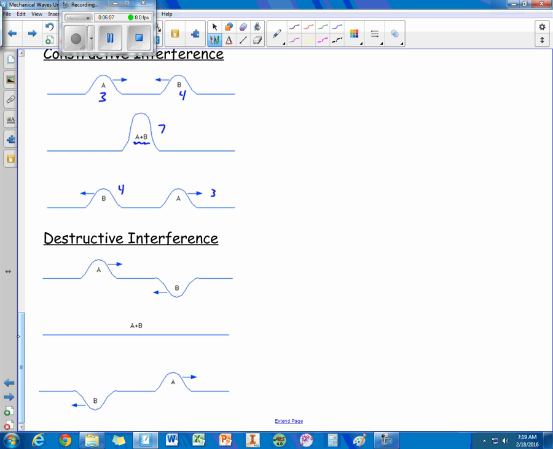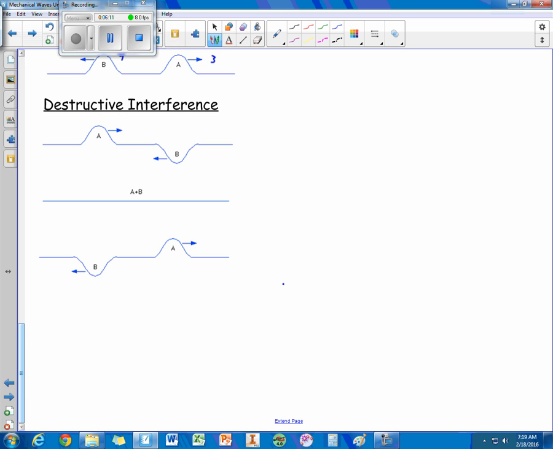Destructive interference is sort of the same thing, except that, let's say A is positive 3 and B is negative 3. Well, positive 3 minus 3 gives us 0. And then the waves will go away like nothing ever happened. I'll show you some animations for this. It's really, really kind of cool.